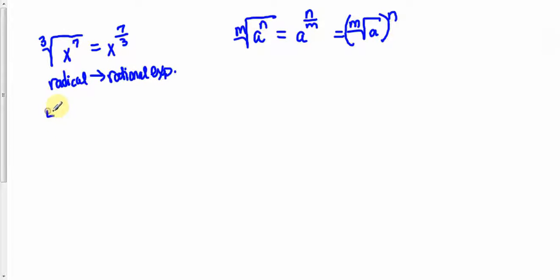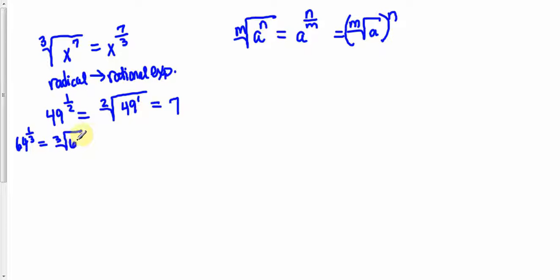So if I gave you 49 to the 1/2 power, the bottom number is your index, so that means it's the square root of 49 to the 1st power. Remember, there's an understood 2 right there. You're not supposed to put it, but I wanted to show you where it was. So the square root of 49 is 7. If I gave you 64 to the 1/3 power, that's the cubed root of 64 to the 1st, which is just 4.